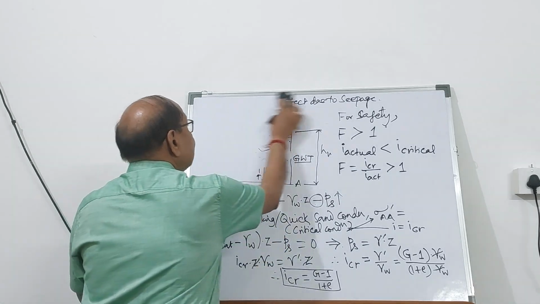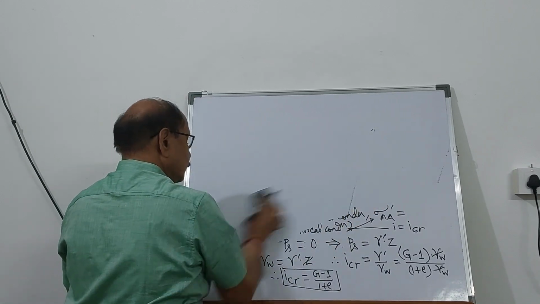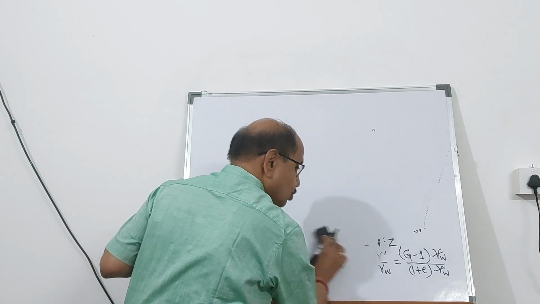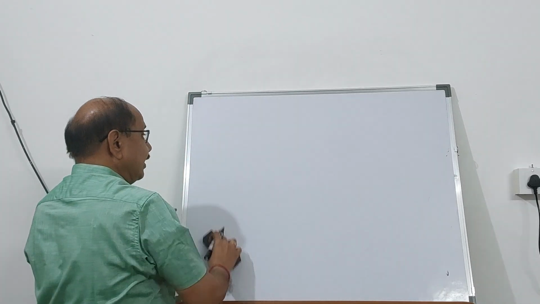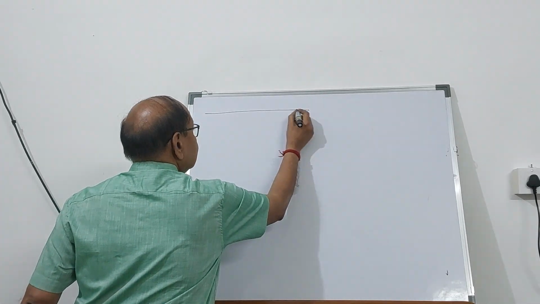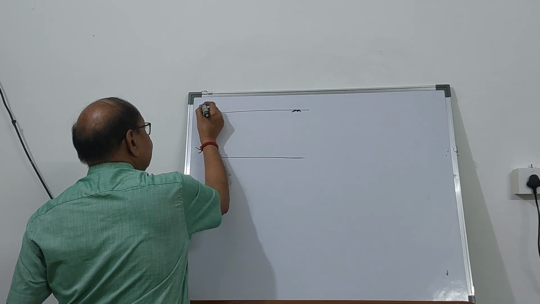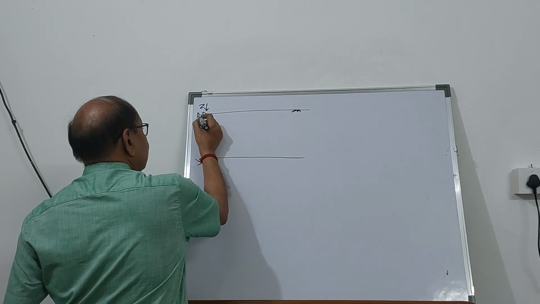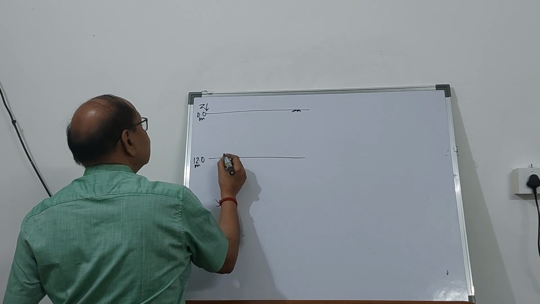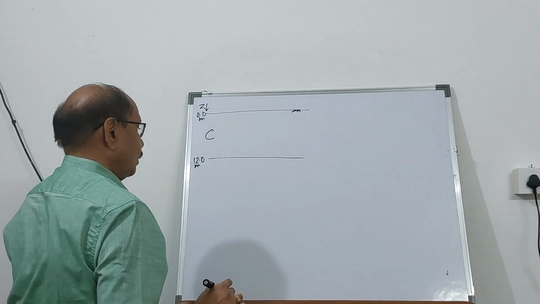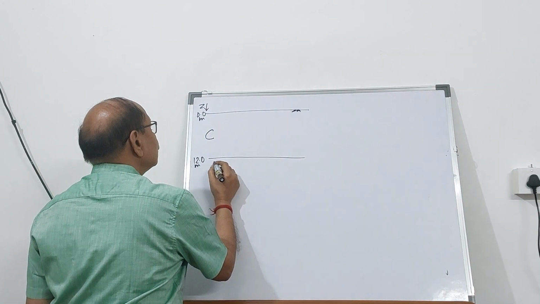So we can take a problem and try to solve it. Let's say you have a clay stratum. This is the depth Z, 0.0 meter. There is 12 meter of clay, followed by sand, underlain by sand. So this is going to be sand.